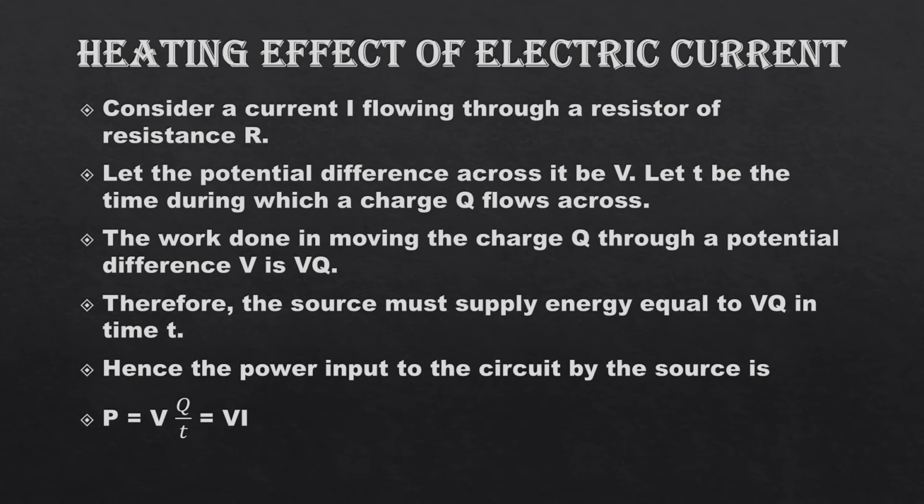Alright, now work done in moving the charge Q through a potential difference V is V into Q. Therefore the source must supply energy equal to VQ in time T. Hence the power input of the circuit from the source is P equal to V into Q by T.